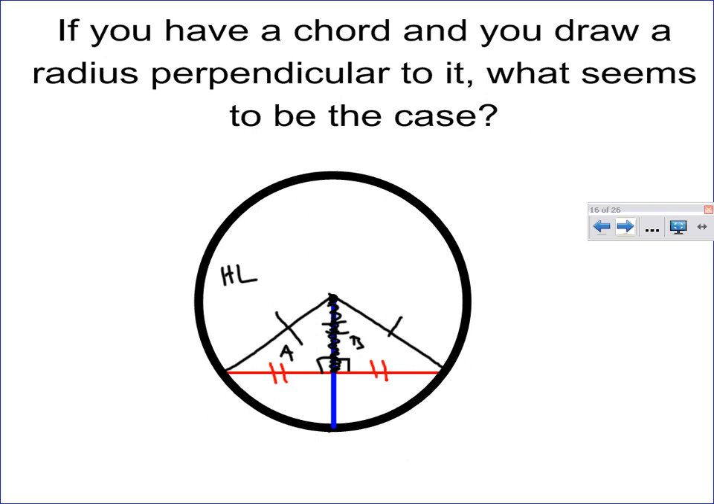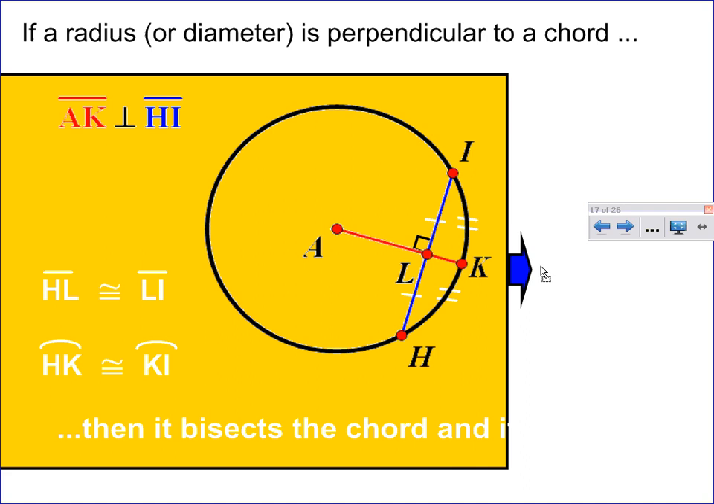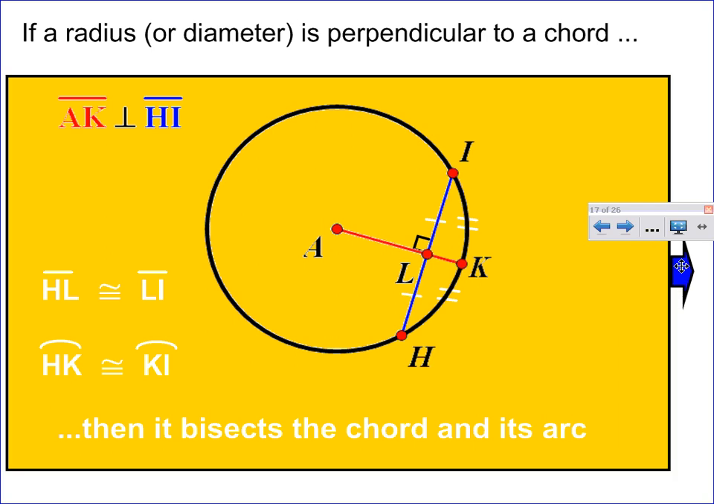So going to the theorems, these are important ones. If a radius or diameter is perpendicular to a chord, then it bisects the chord and its arc. It bisects the chord and its arc.